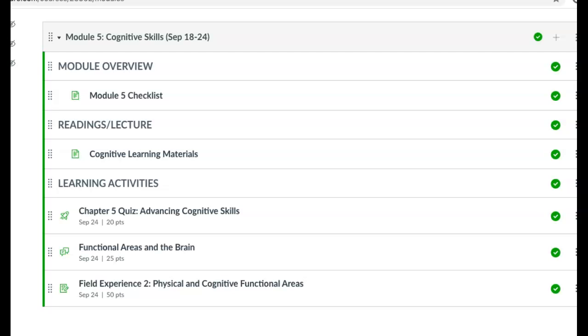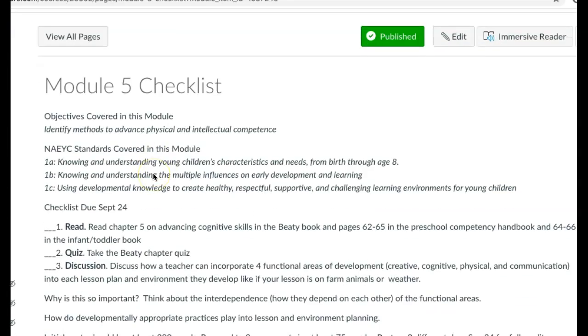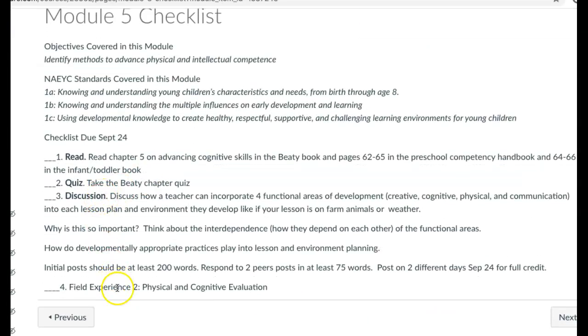We're moving on to the next functional area 5 over cognitive skills. Here's our checklist. And in our checklist, we're going to be going over Chapter 5 with a quiz. There's a discussion and field experience too.